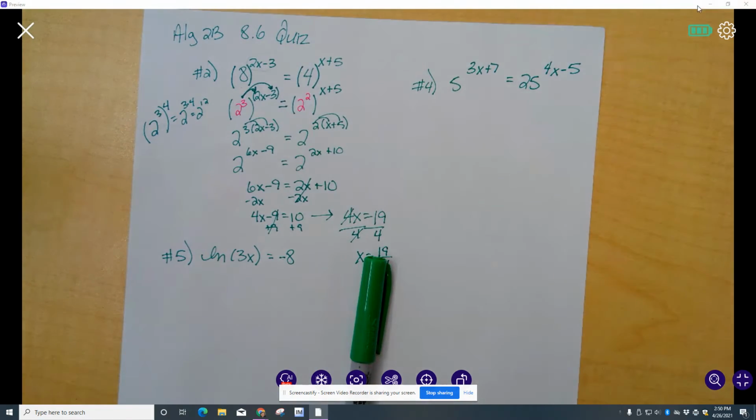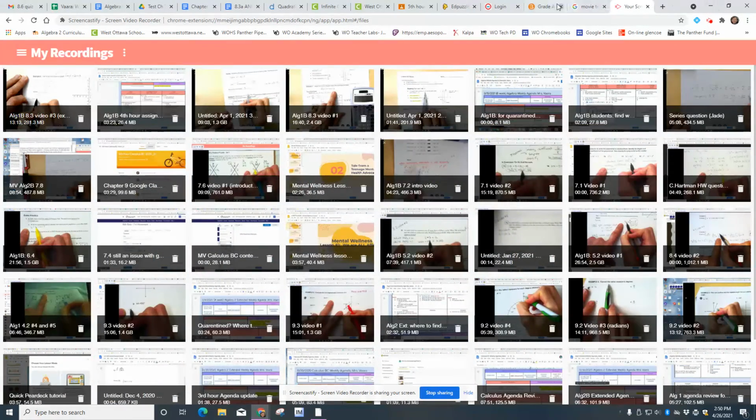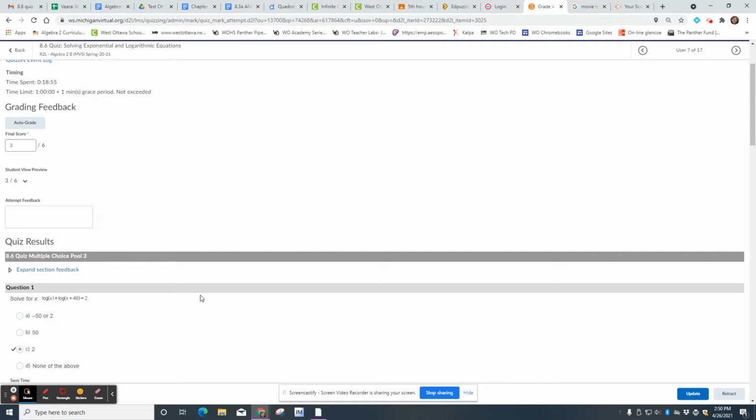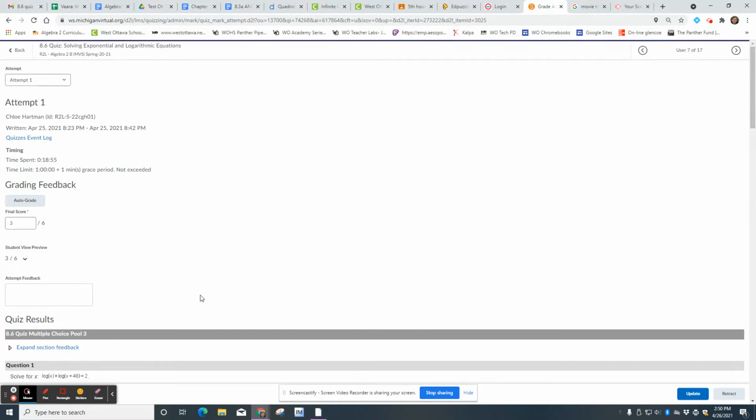Let me look at this problem, see if it has those funky fractions. All right, where is this one?